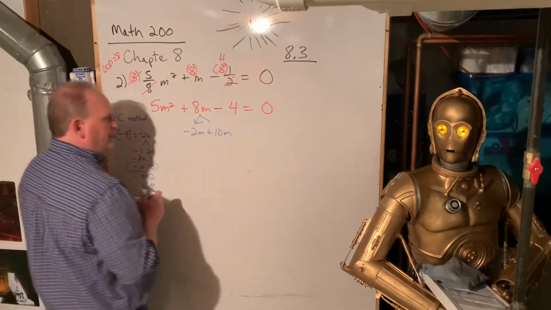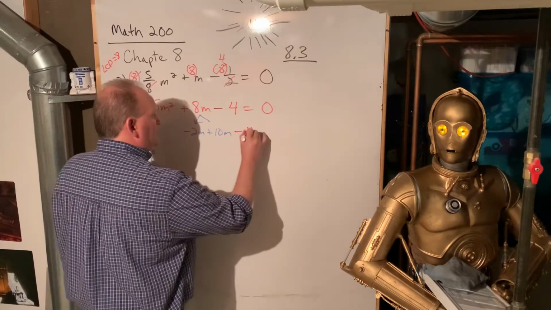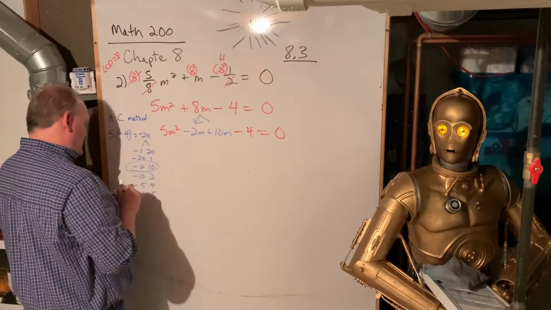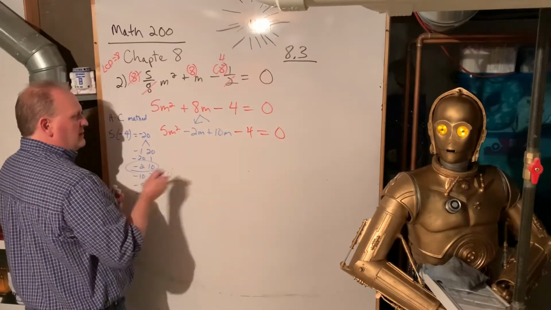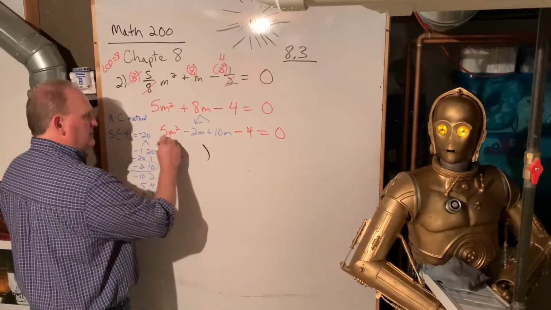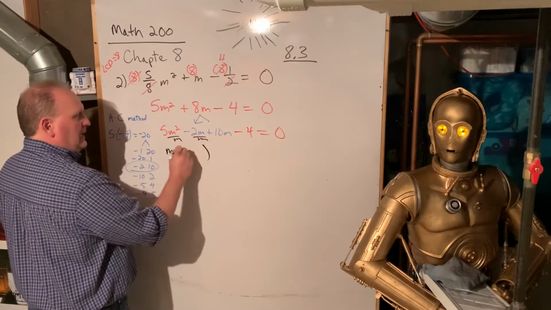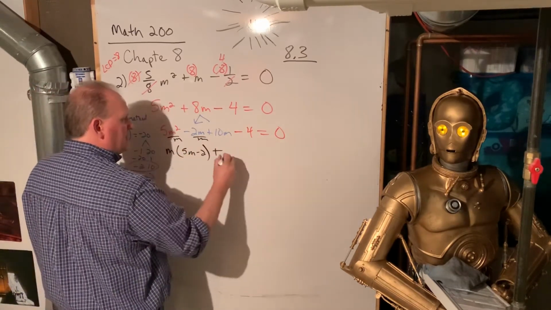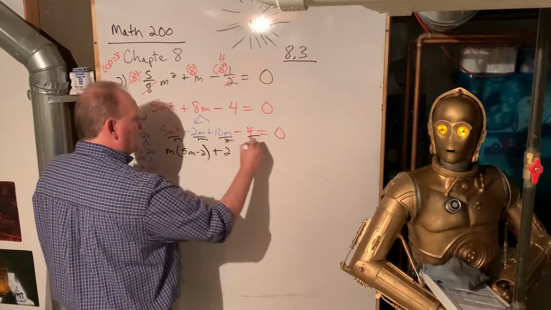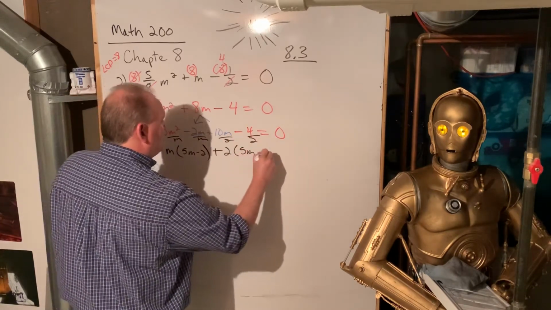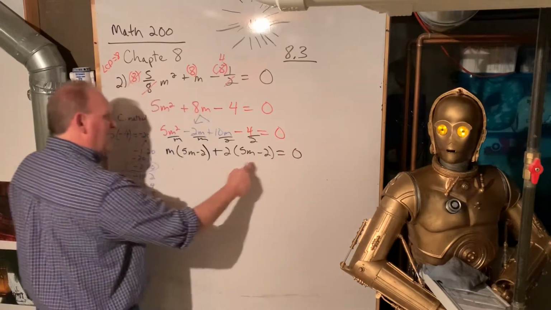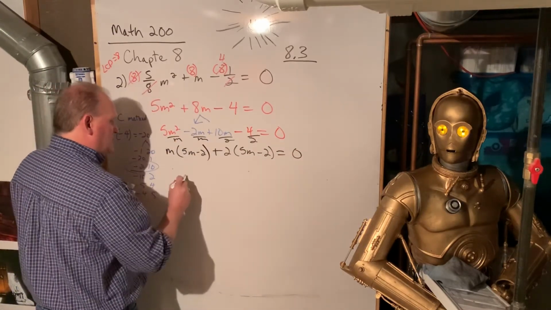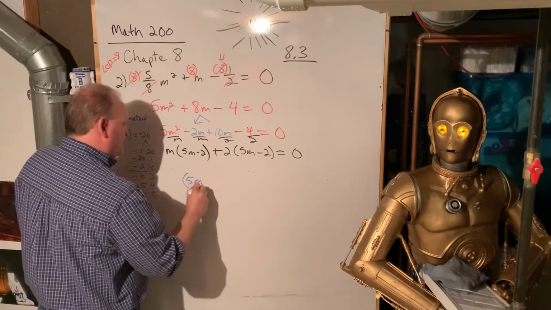We'll leave the minus 4 where it is, 5m squared where it is. So on the first two, I can factor out an m, and we get 5m minus 2. On the second two, I can factor out a 2, and we get 5m minus 2 again. And so now we can factor out a 5m minus 2, an actual binomial. Pull that out.